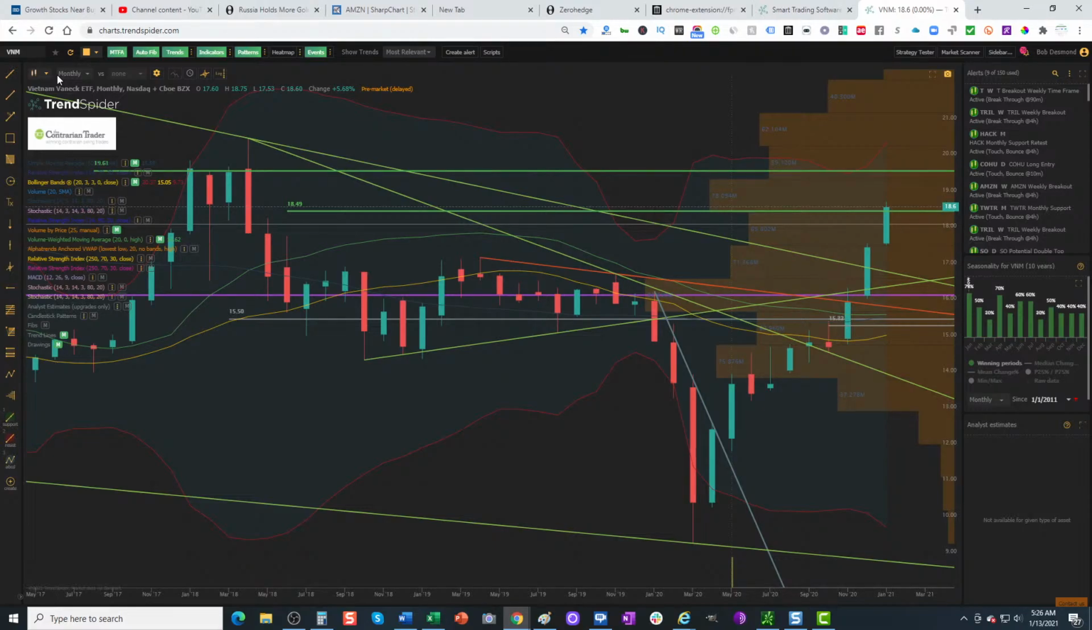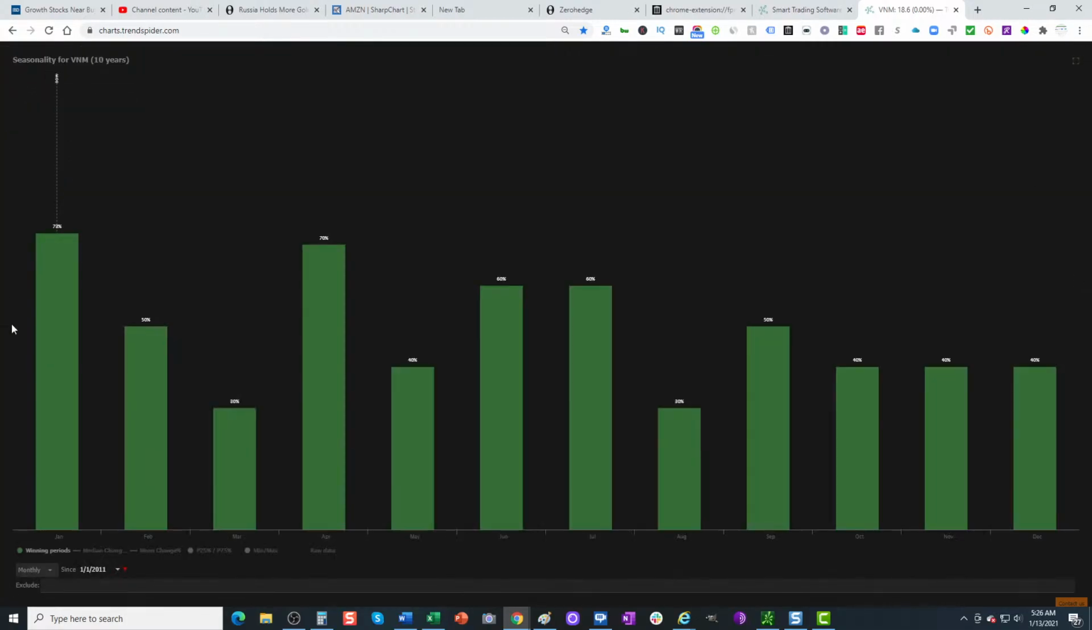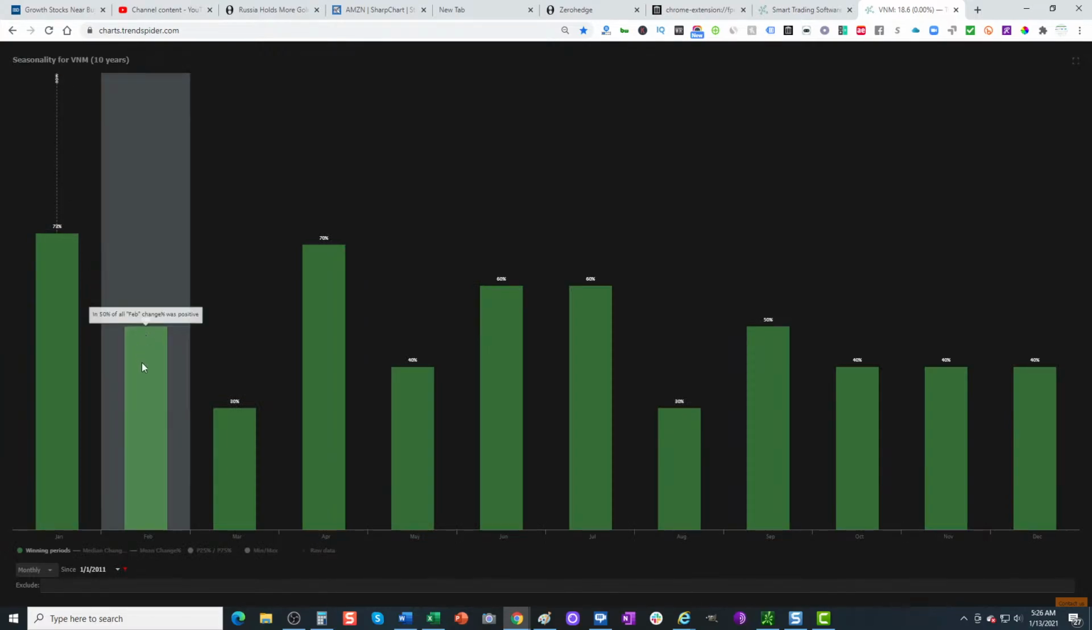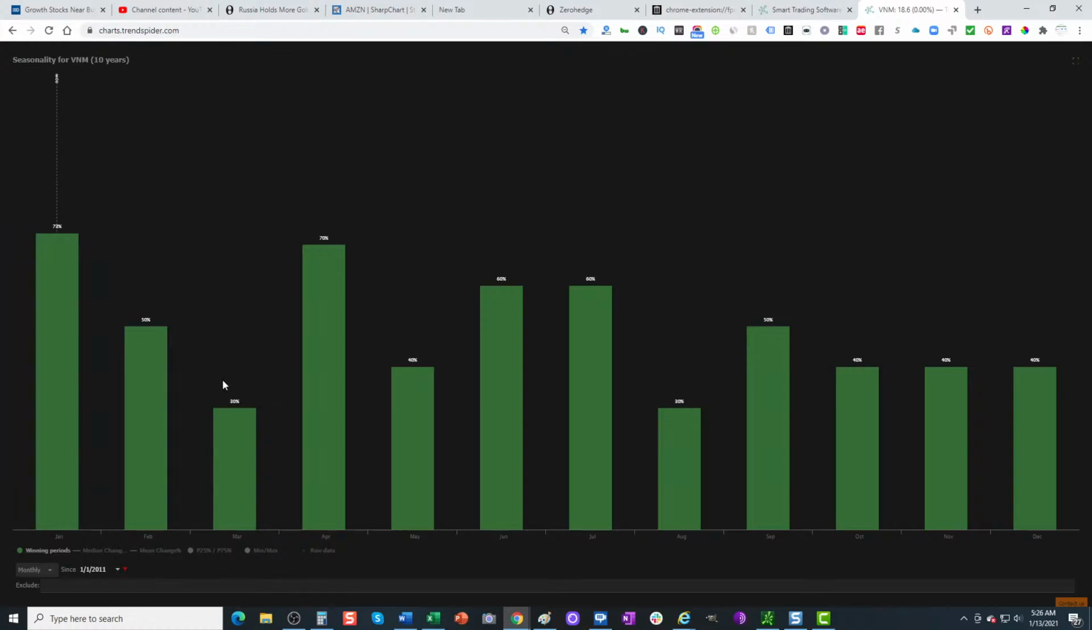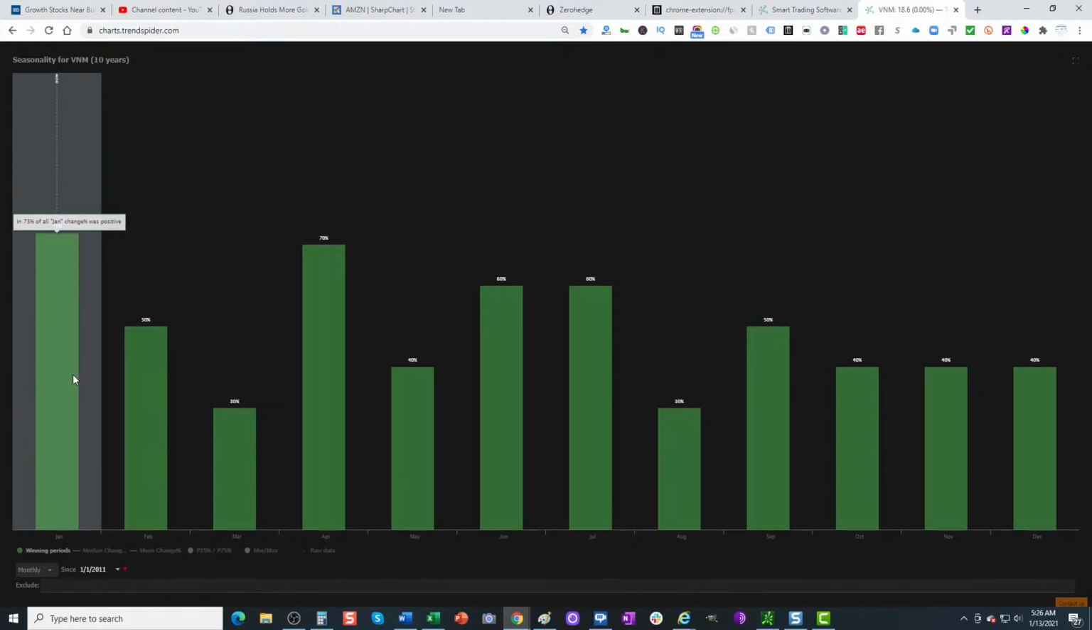Now, keep in mind something, that seasonality is very strong in January. That drops dramatically into February and even more so into March. So if we're looking at this strategically, we're a bit overbought technically, and seasonality tells us that, okay, January is a great month, but we're midway through. So would it not be best for some of the froth to come off of VNM?